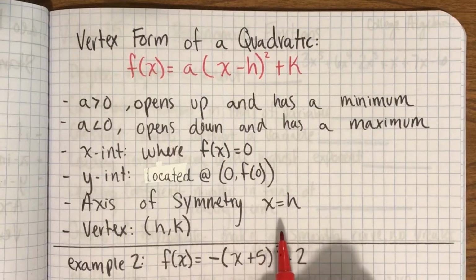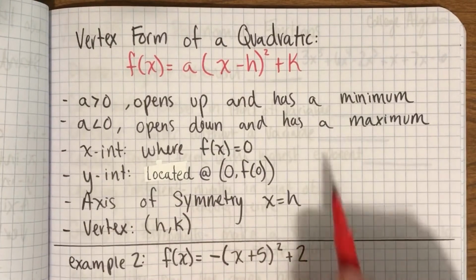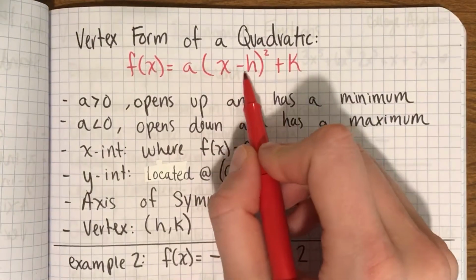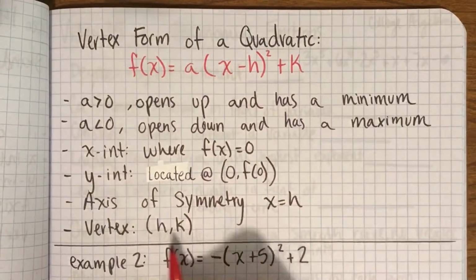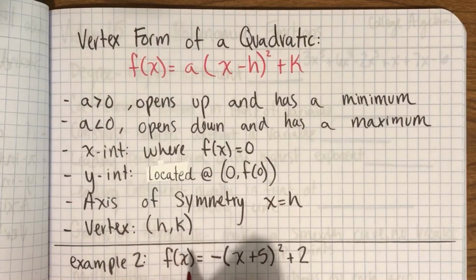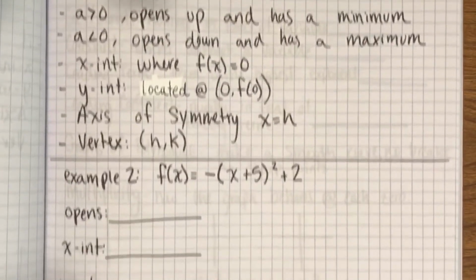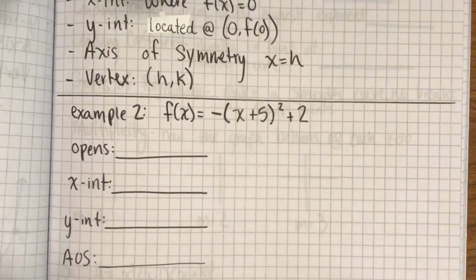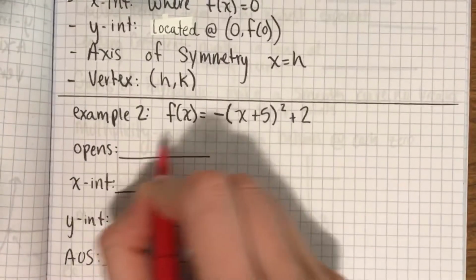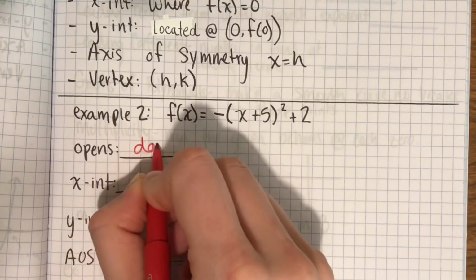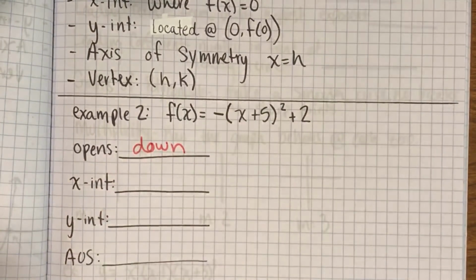Our axis of symmetry here, we don't have to find that. It's just going to be whatever this h value is. And our vertex is (h, k). So, doing an example, this function opens down because of that negative.